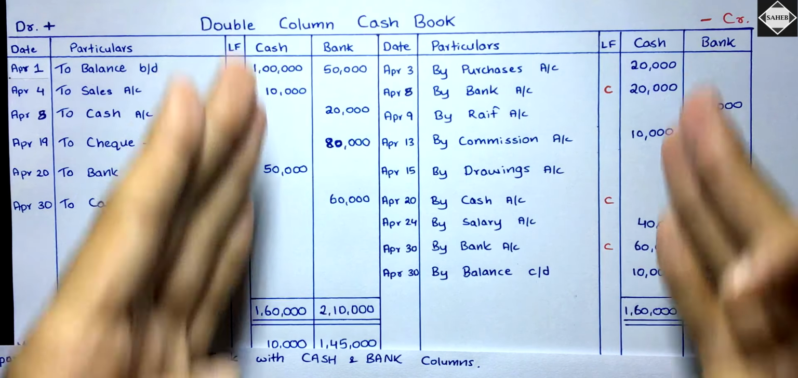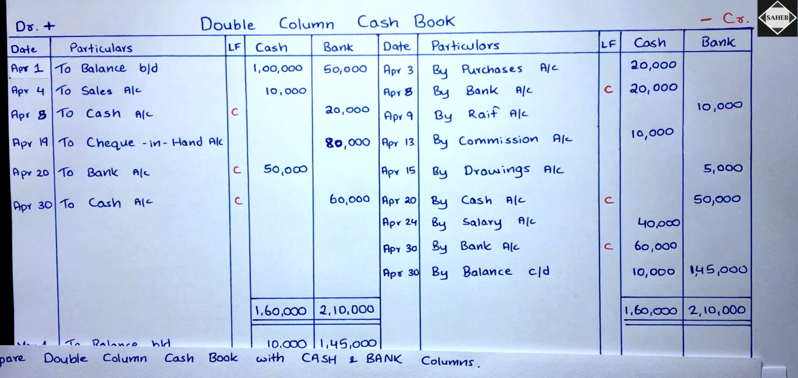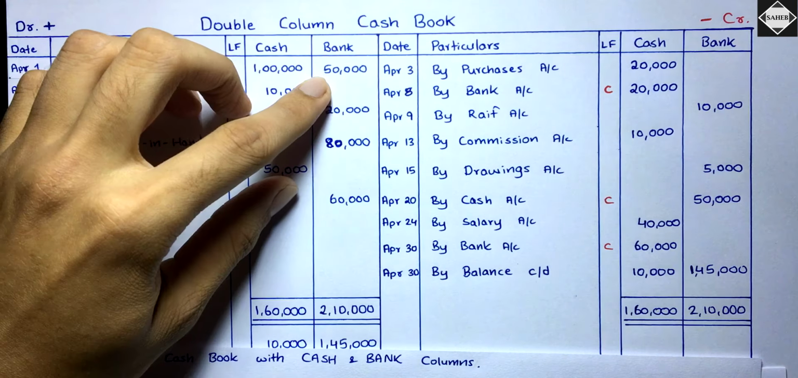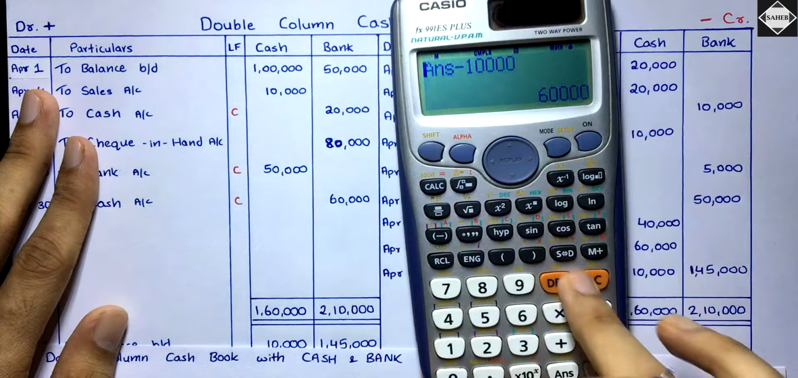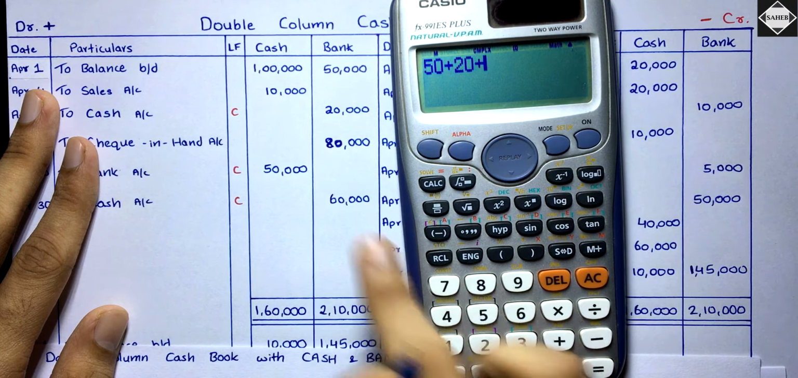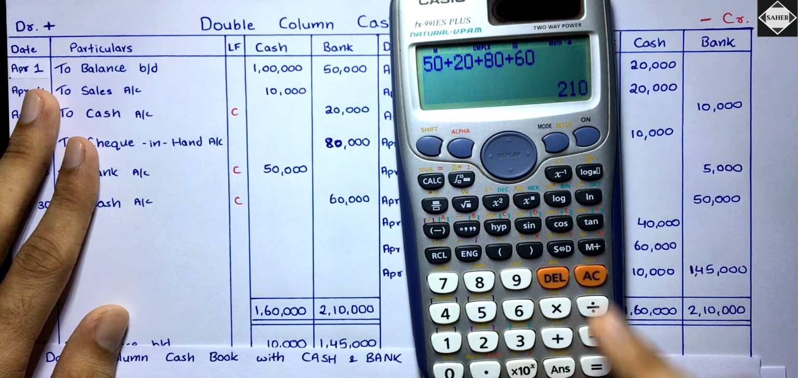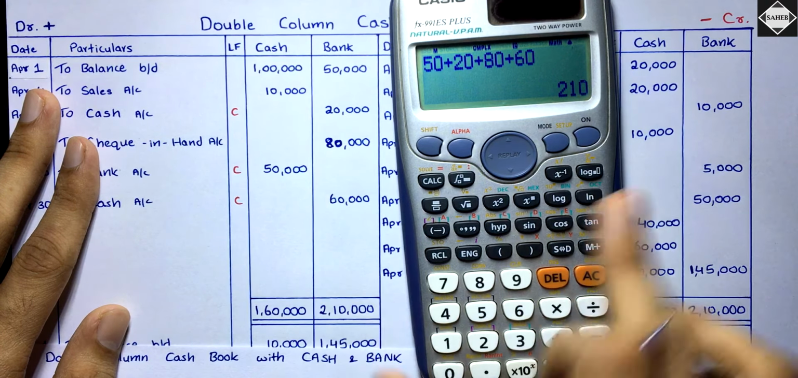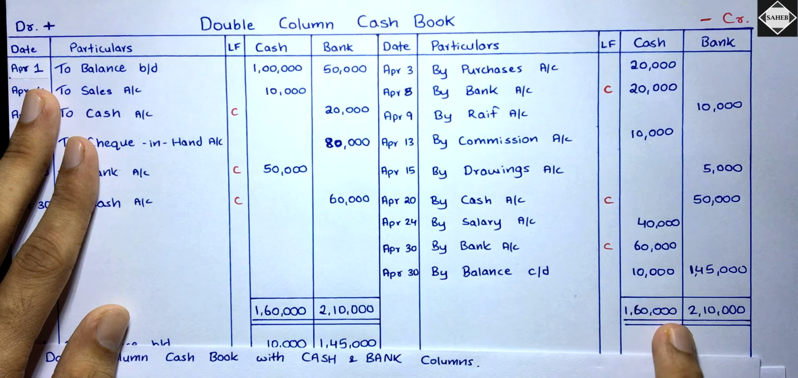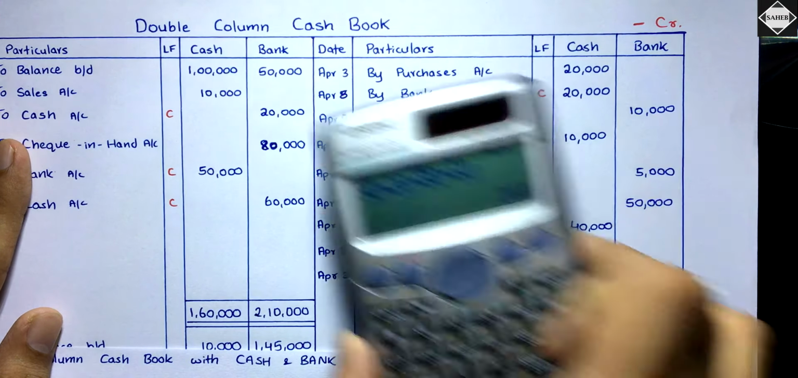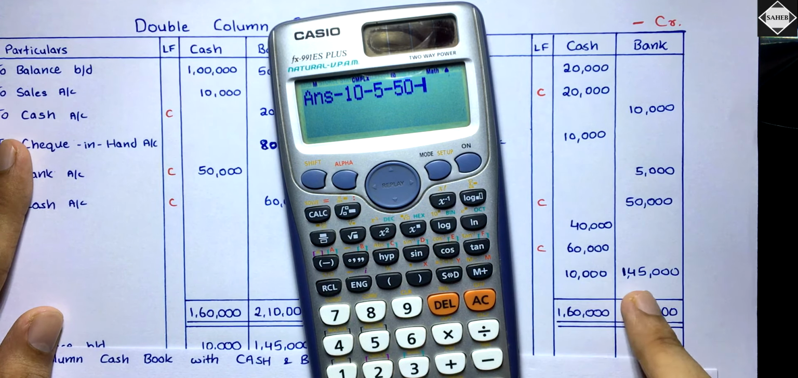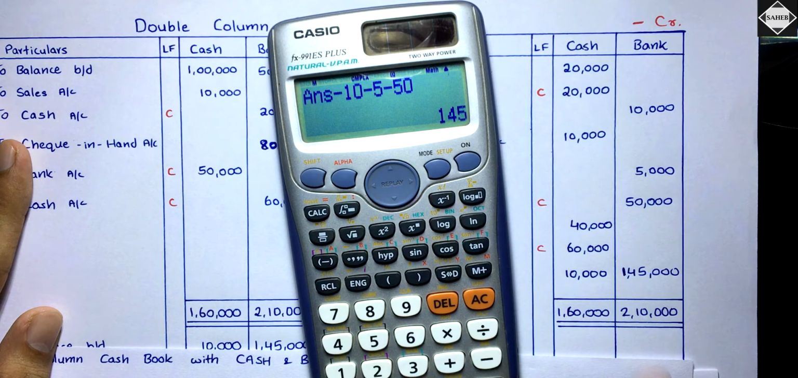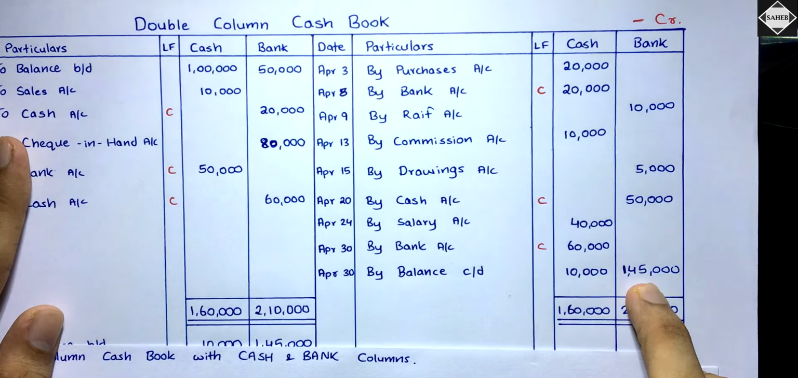First, always you will balance the cash column, and then move to the bank column. Now in the bank column, it's simple. Everything is done. See here, mostly all the time, debit side will be bigger in the bank column, except in case of overdraft, but still you have to check properly. See here, 50 plus 20 plus 80 plus 60, that's equal to 2,10,000. So 2,10,000 on both sides in the total column, and then just go on deducting from the credit side, minus 10, minus 5, minus 50, that's it, that's equal to 1,45,000. That's the closing balance.